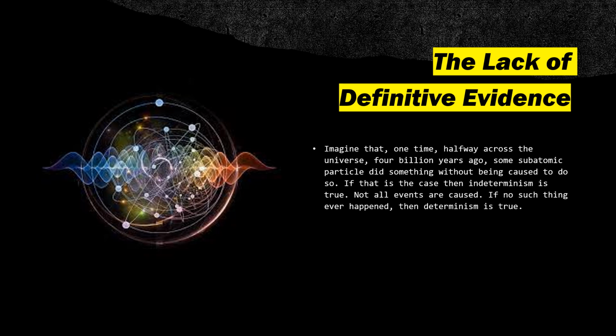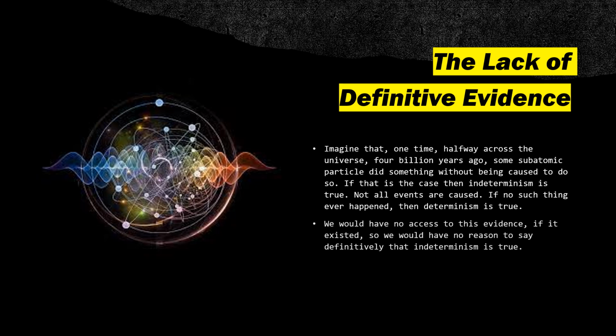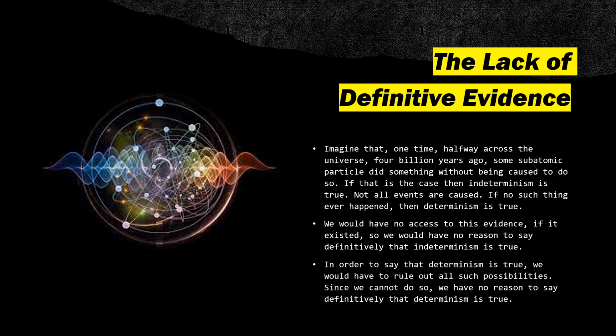Now notice the kind of evidence we would have to definitively say that either determinism or indeterminism were true. Since we would have no access to this event that happened halfway across the universe 4 billion years ago, for example, we would just have no reason to say definitively that indeterminism were true. In order to say that determinism is true, we would have to rule out all such events, like that one 4 billion years ago, halfway across the universe on one little subatomic particle. Well, we can't rule it out.